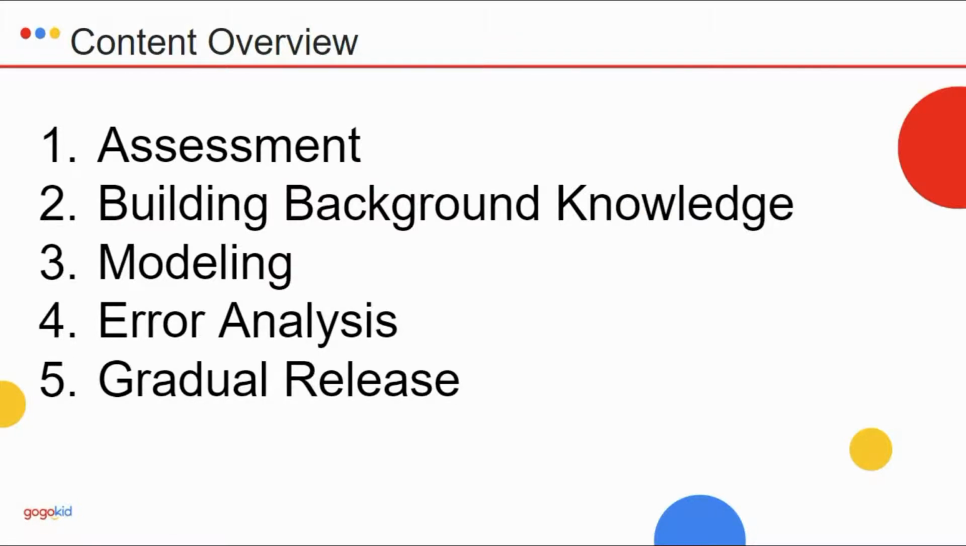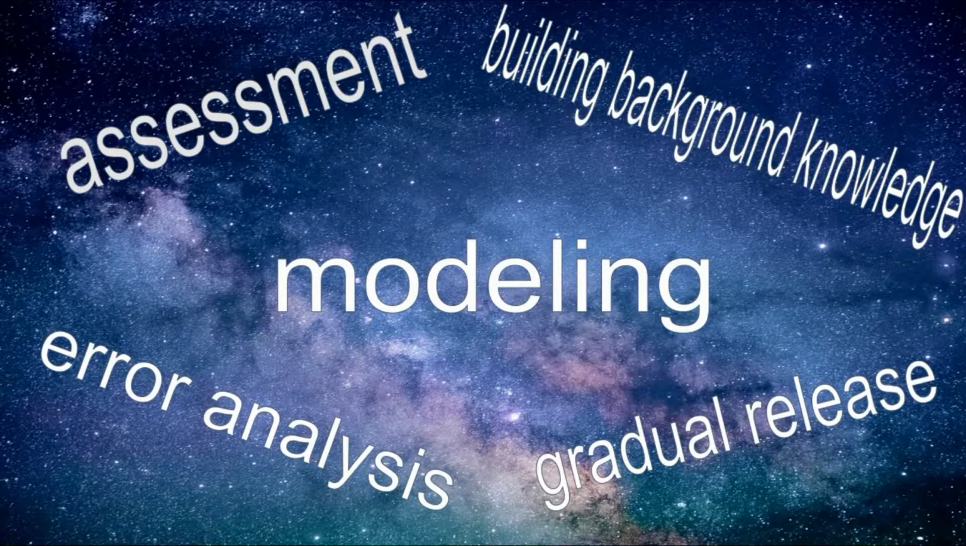This is our content for this recorded workshop. First is assessment, followed by building background knowledge, modeling, error analysis, and the gradual release model. Now, when you think about this content, I put it in order, but it's not really in any particular order. I think about reading as being really nebulous. Like, the hardest part about reading instruction is figuring out where to start. So if you're like, oh my gosh, where do I start? You're thinking correctly. Reading is a little bit nebulous at times.